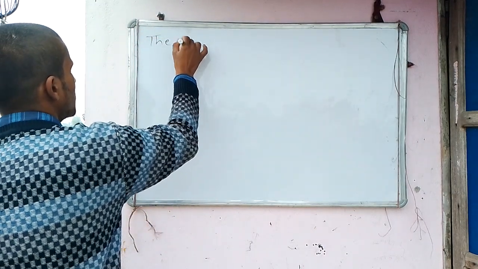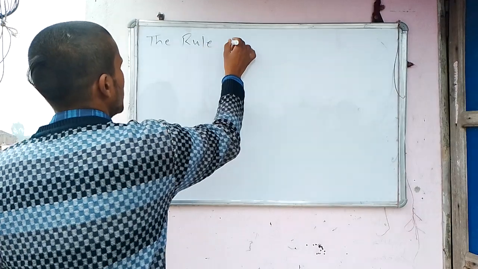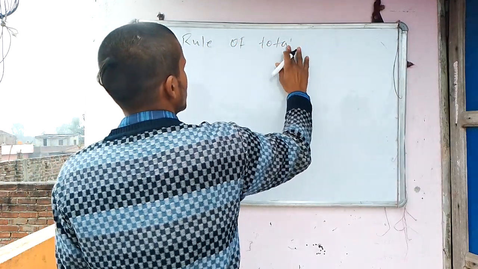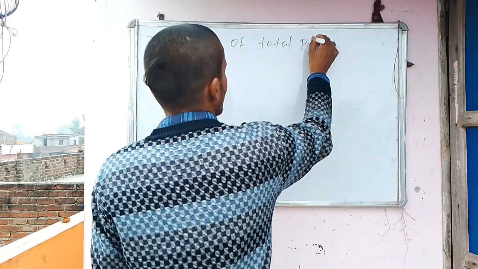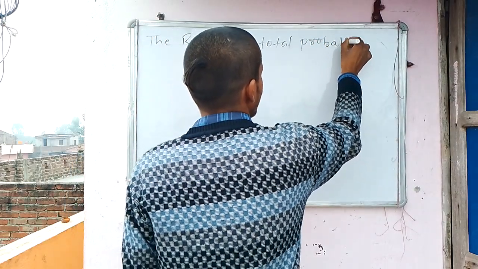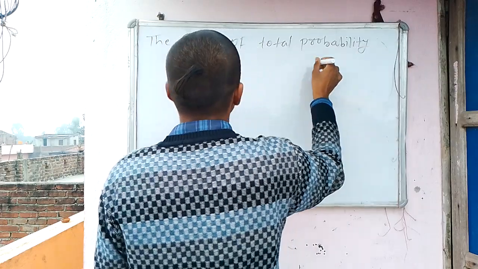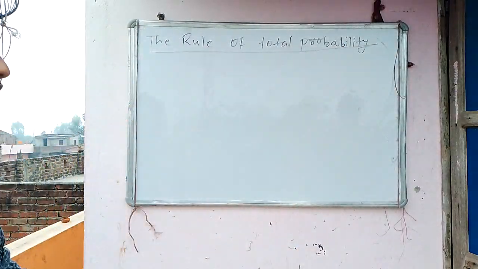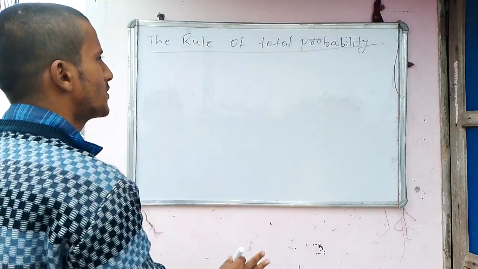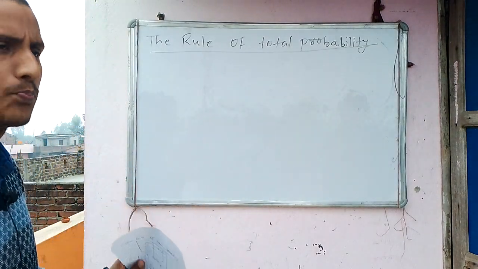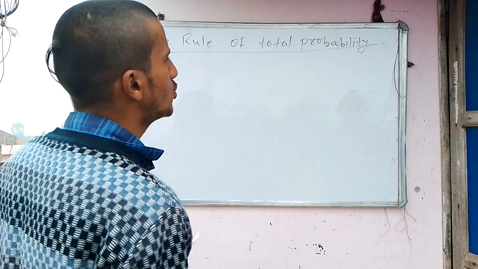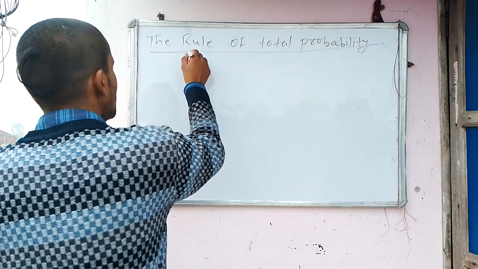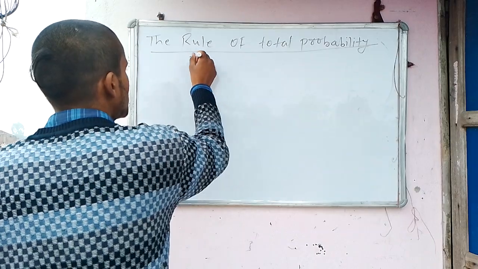So the rule of total probability. We have studied this in depth in a previous video, so if you want to learn more about this in depth, then watch my previous video. So what is the rule of total probability? First of all, let's start with just two events.